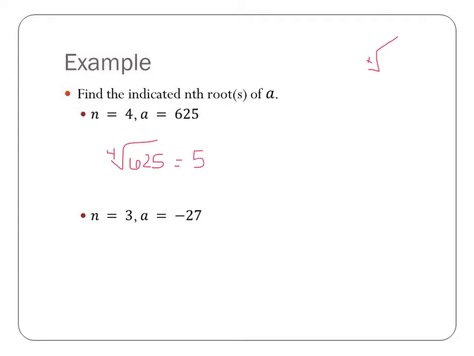And for the second one here, we're looking for the cube root of negative 27. Now, typically you can't have a negative under a square root because there's no two numbers that when you multiply them together, they give you a negative, but you can have a negative under a cube root because we're looking at a negative times a negative times a negative, and that is negative 3.